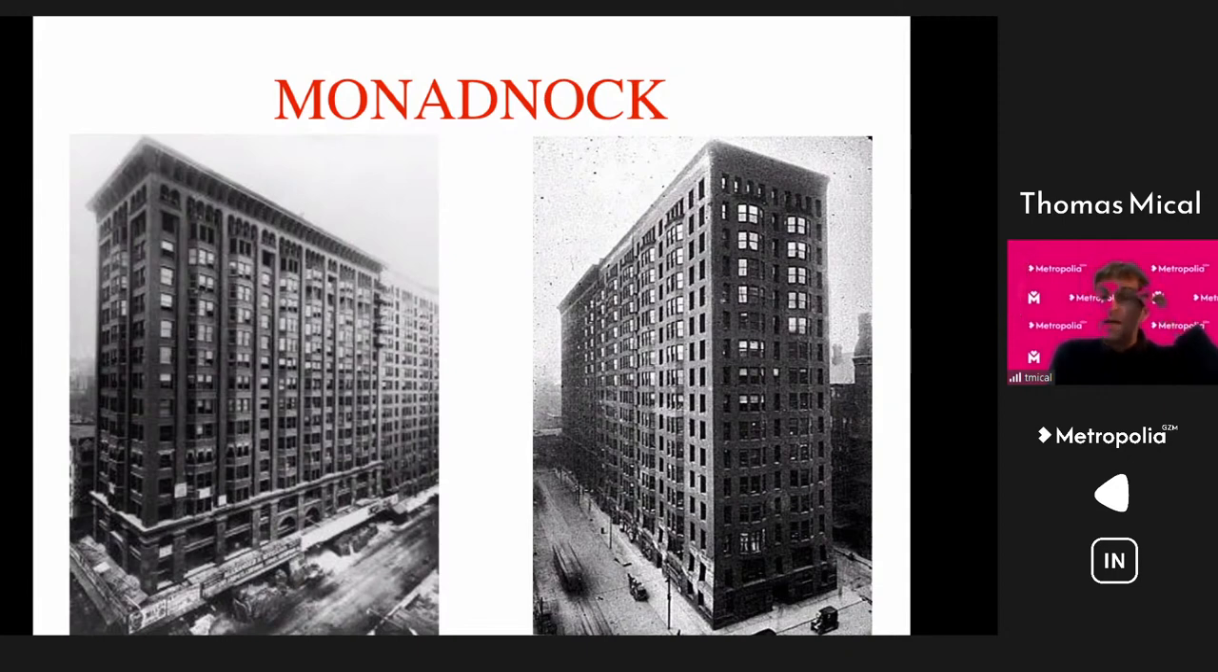The back half or back third of the building, which you can see in the left photograph as it was finishing construction, has changed, and it's got more load-bearing structure on the inside, but it's still hidden and concealed because it was a new technology that's associated with a lot of risk.